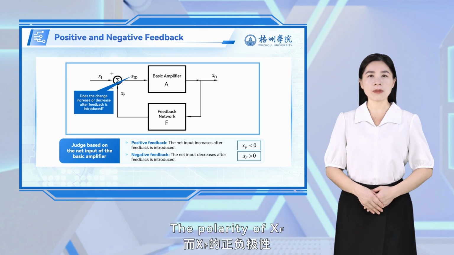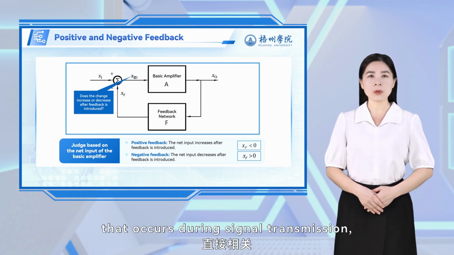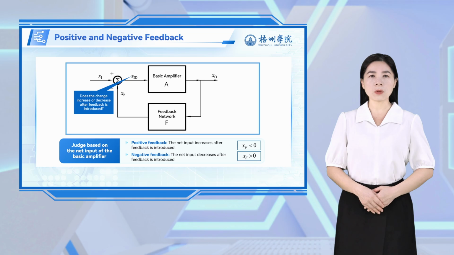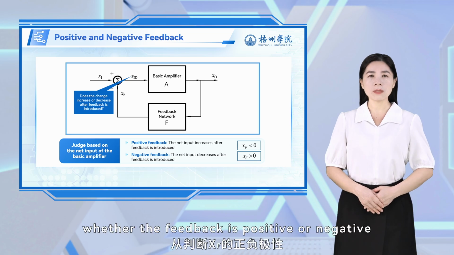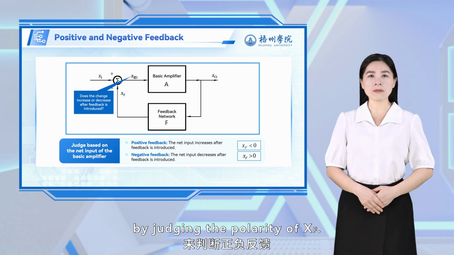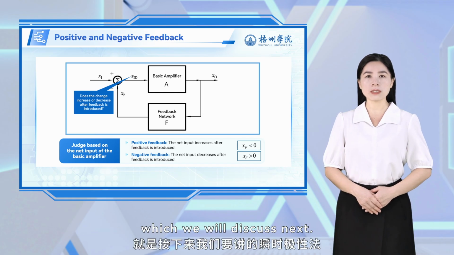The polarity of Xf is directly related to the phase shift that occurs during signal transmission, which makes it relatively easy to judge. For this reason, we usually determine whether the feedback is positive or negative by judging the polarity of Xf. This is known as the instantaneous polarity method, which we will discuss next.